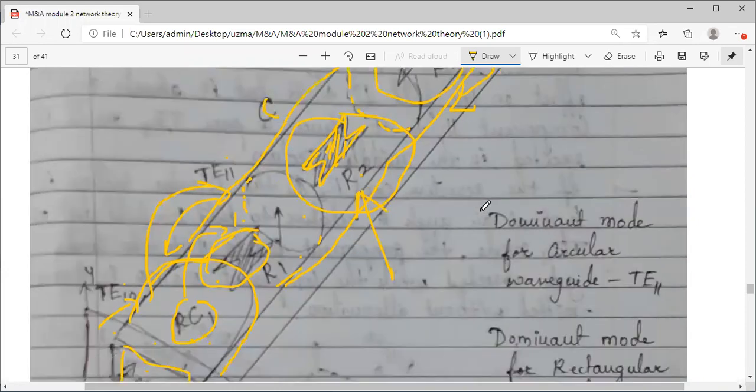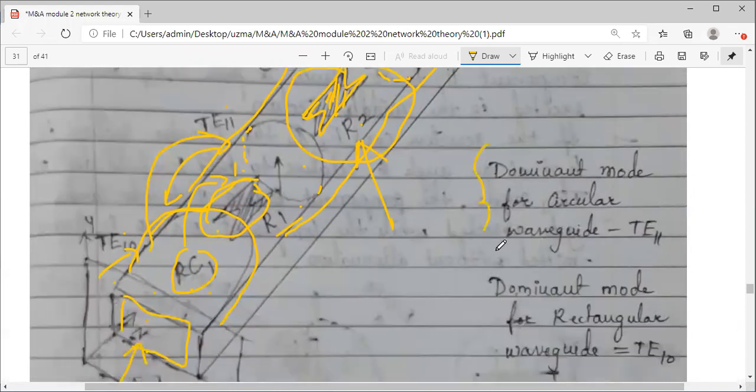Now, the important thing to remember is, as I told you, whenever an electromagnetic wave travels through a waveguide, there is the formation of modes. We call them modes, transverse electric, transverse magnetic or TEM both. So we have different modes for different waveguides. Here we come across rectangular and circular, so 2 different waveguides.